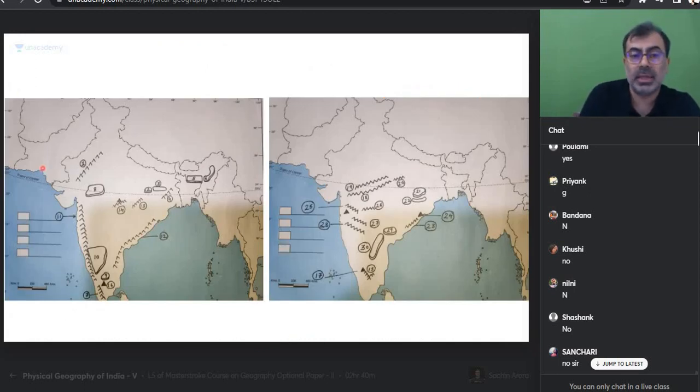Everyone, what is the error? Can you see? This is Vindhya. This is Satpura. Here is Aravalli. So where would Malwa be? Malwa would be here. But their Malwa is over here. Can you see the error?